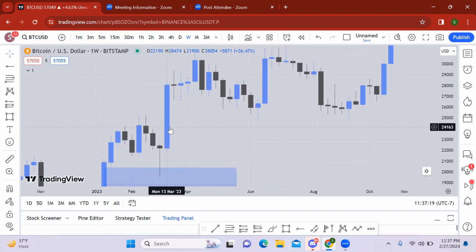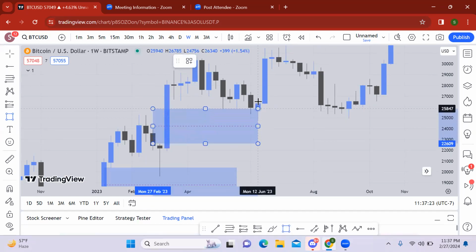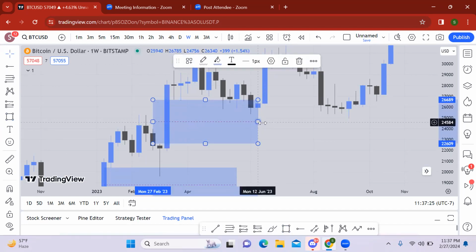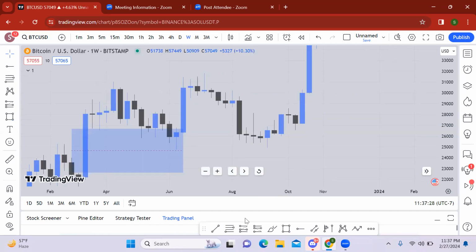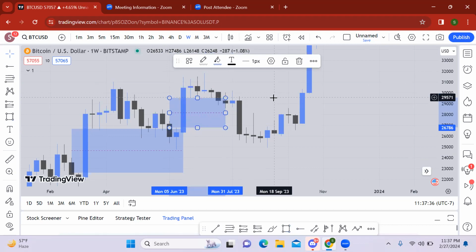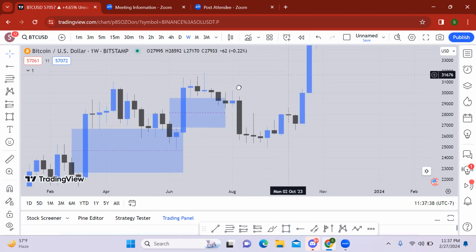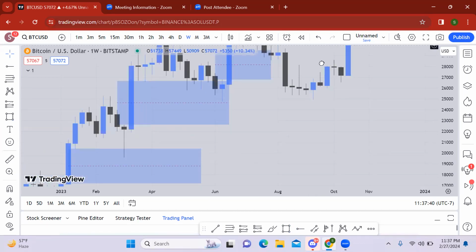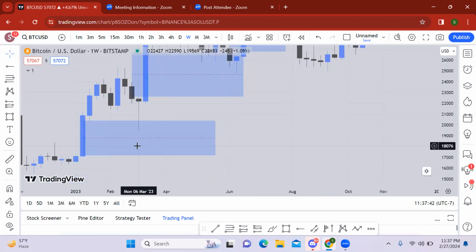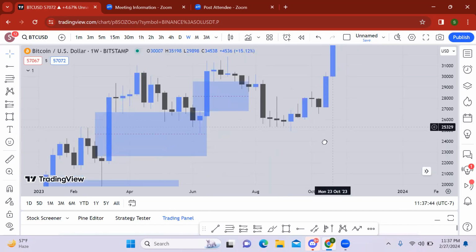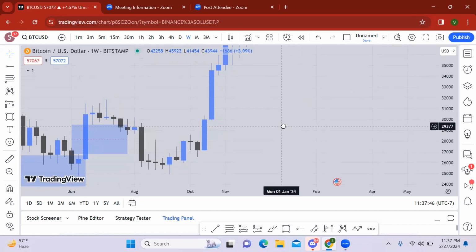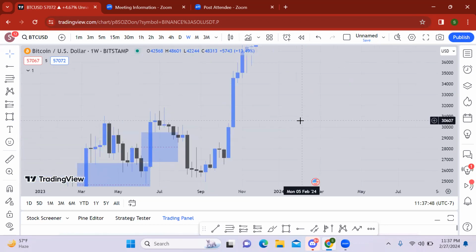One candle, second candle, third candle. Same formula: top of this candle, bottom of this candle. I will mark imbalance here. Second one: one, two, three candles. Imbalance here. Okay, now look at this. This imbalance reacted here, this imbalance reacted here, this didn't. So it doesn't mean that every imbalance will react.